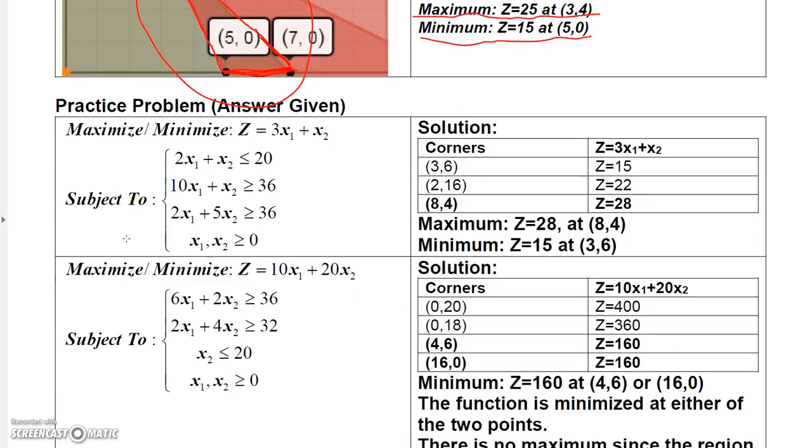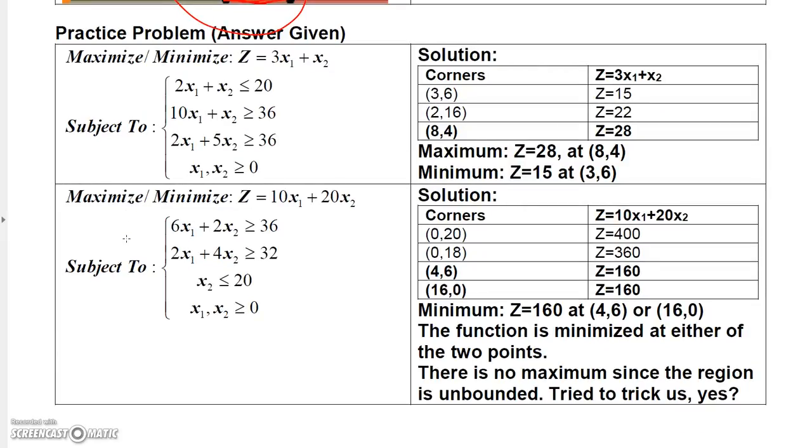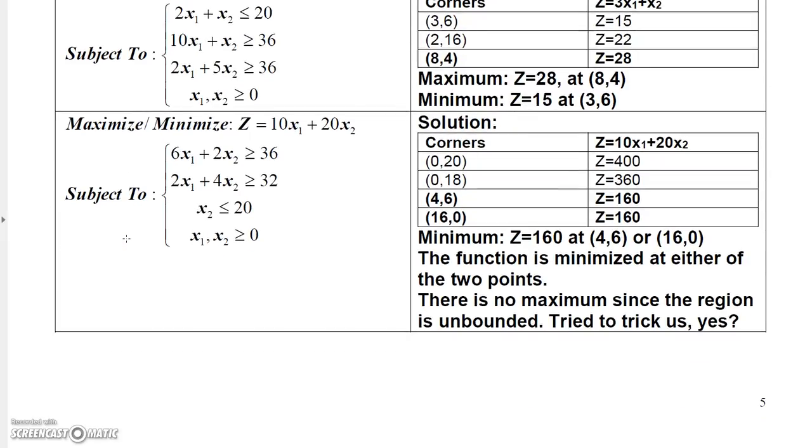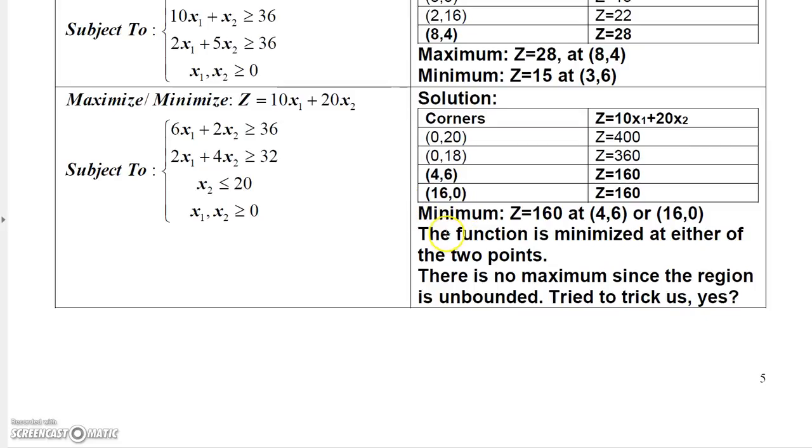Now here's another couple of practice problems that you can try and see. One thing about this problem is interesting. Remember I told you you could only have one minimum, but it could occur at two different points. So when you work this one, you'll find that you only get a minimum of 160, but it occurs at either 4, 6 or 16, 0. If that happens, then you can just pick whichever one you want.